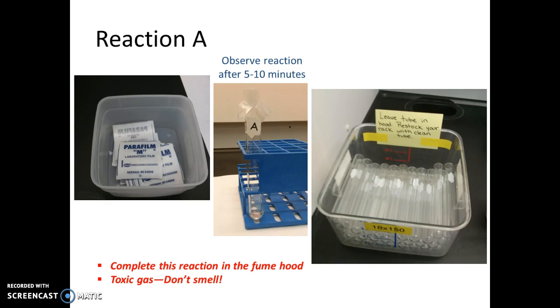Restock your drawer with a clean test tube. You'll see that there's a bin that's labeled in the fume hood with clean test tubes, and you can just take a clean test tube to replace the one that you used for reaction A.